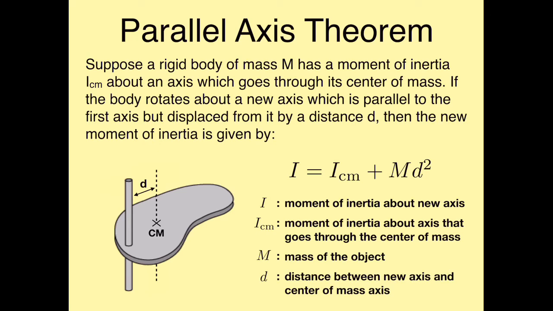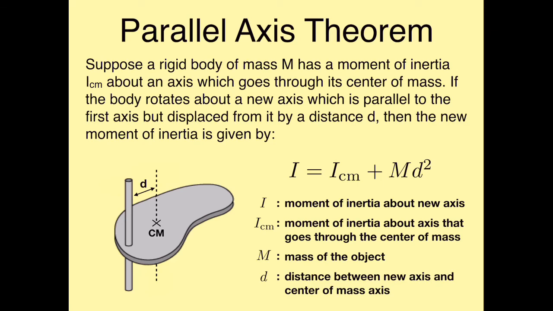So now, let's say the body rotates about a new axis, which is parallel to the first one, but it's displaced by some distance d. So remember, the first axis goes through the center of mass like this. The new axis is offset from that, but it's parallel to it. That's why we call this the parallel axis theorem. And it's offset by a distance which we'll call d. That's the distance between the old axis and the new axis shown in the diagram.